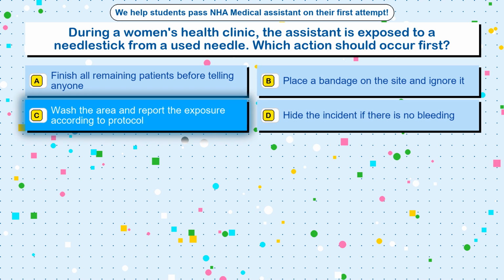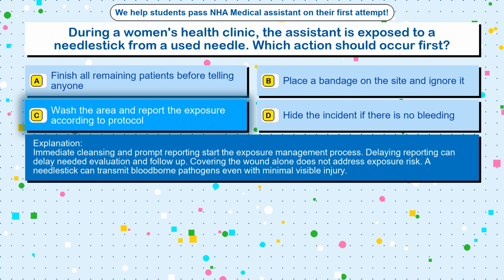Wash the area and report the exposure according to protocol. Immediate cleansing and prompt reporting start the exposure management process. Delaying reporting can delay needed evaluation and follow-up. Covering the wound alone does not address exposure risk. A needle stick can transmit bloodborne pathogens even with minimal visible injury.